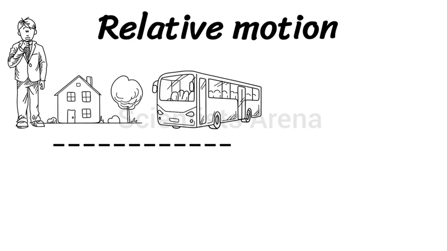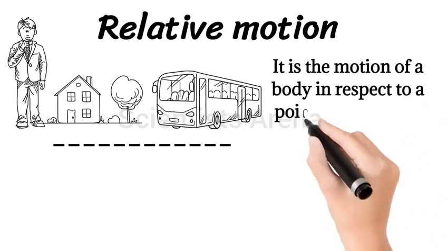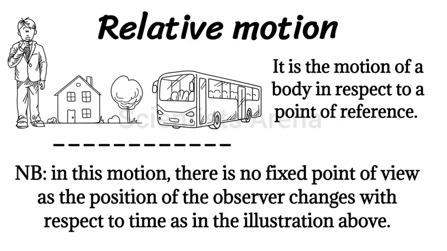Trees don't move. The illusion of moving trees is due to the relative motion between the student in the moving bus and the stationary trees. From this, we can deduce relative motion as the change in position of a body with respect to points of reference. In this motion, there is no fixed point of view as the position of the observer changes with respect to time, as in the illustration above.